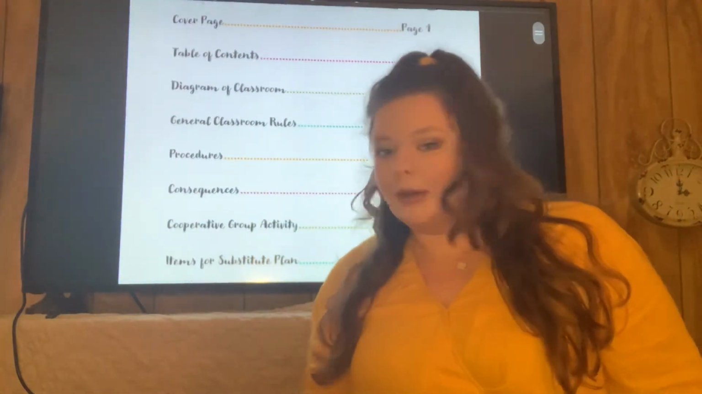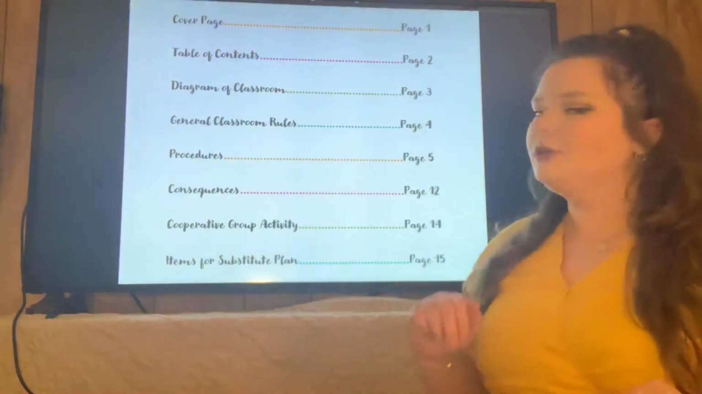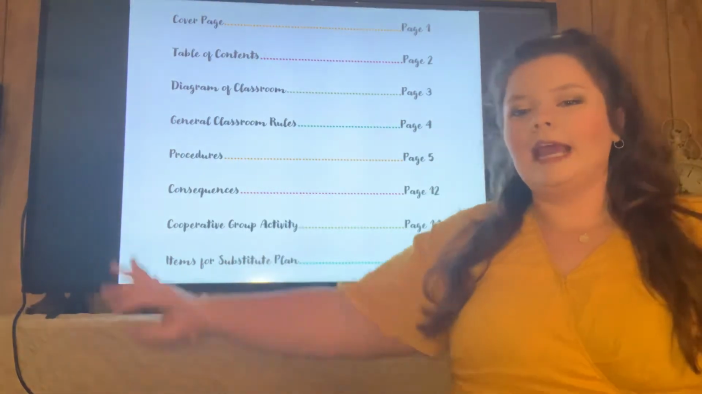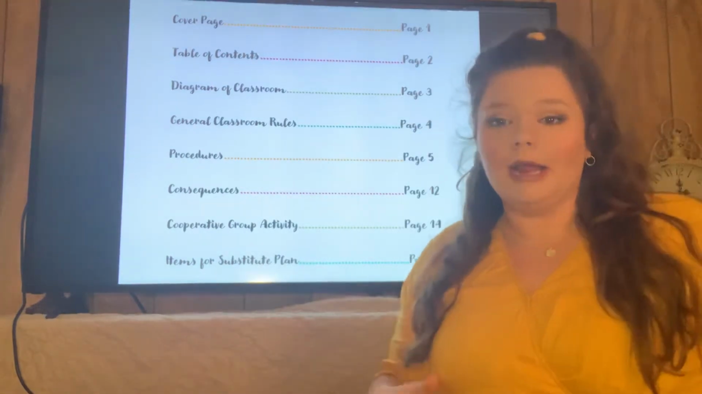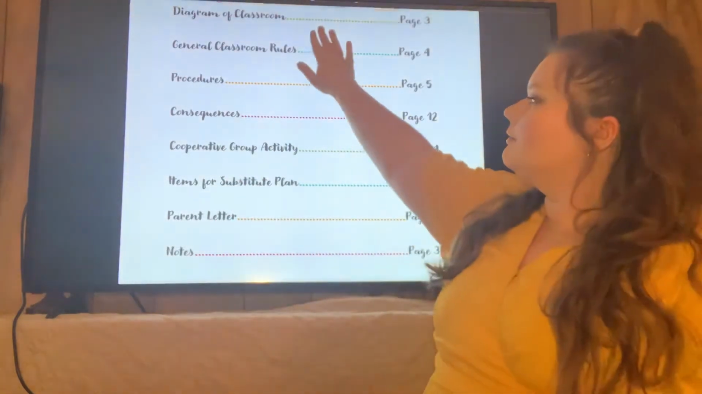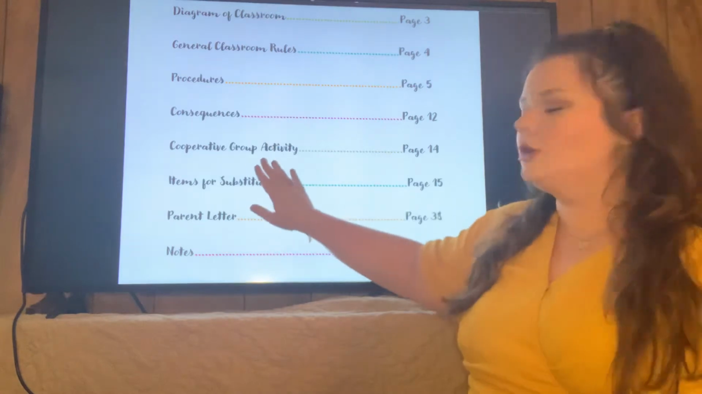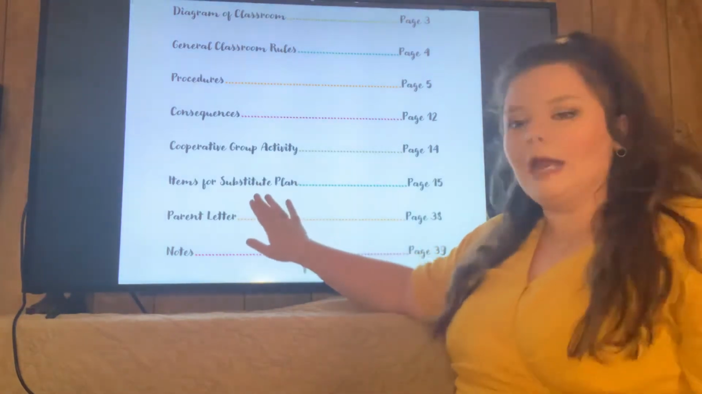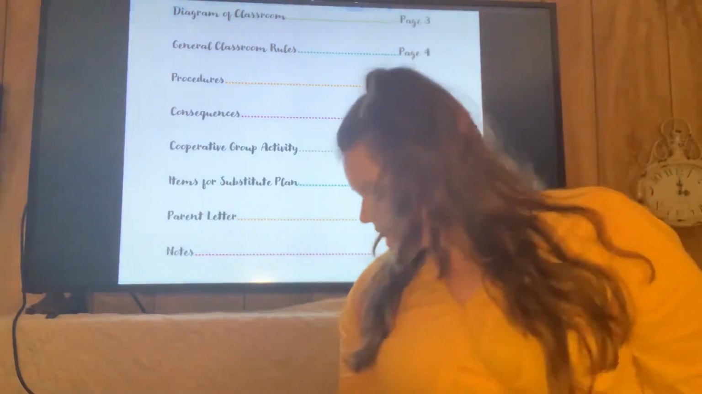The first item in my portfolio is a table of contents, and I wanted to include this just so if someone needed a specific page, they would know what page to go to, as well as have a clear outline of everything that will be in the portfolio. So the first thing I have is a diagram of a classroom, then general classroom rules, procedures, consequences, a cooperative group activity, items for a subplan, a parent letter, and a note section.